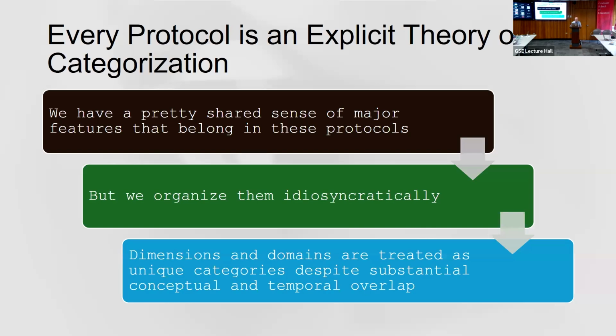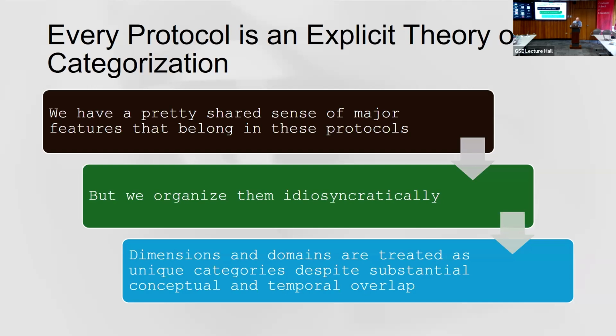Every one of them is an explicit theory of categorization, right? And even though we pretty much have a shared sense of the major features that belong in these protocols, there's something around cognitive activation, there's something about relationships, there's something about organization, how those are actually done in these protocol schemes is very idiosyncratic. And the evidence of that is there are hundreds of these observation protocols. If there was a truth, there'd be one, but there's not one. There's a lot of them, right?